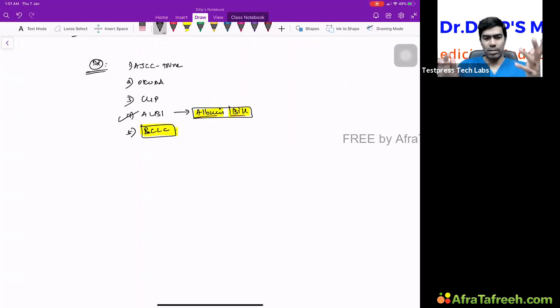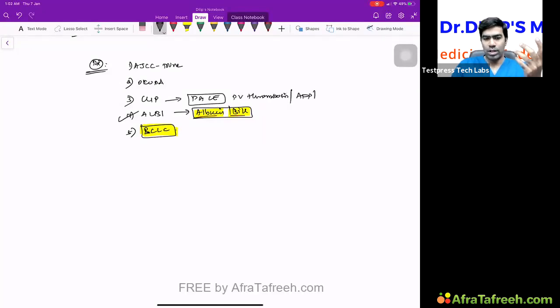Then we have something called the CLIP score. You can remember CLIP by a mnemonic called PACE. That's the mnemonic I used to give. So what does PACE stand for? P stands for portal vein thrombosis, A stands for alpha fetoprotein, C stands for Child-Pugh score, and E stands for extent of the tumor. Extent means whether it's occupying more than 50% of the liver or less than 50% of the liver. So that is the idea.